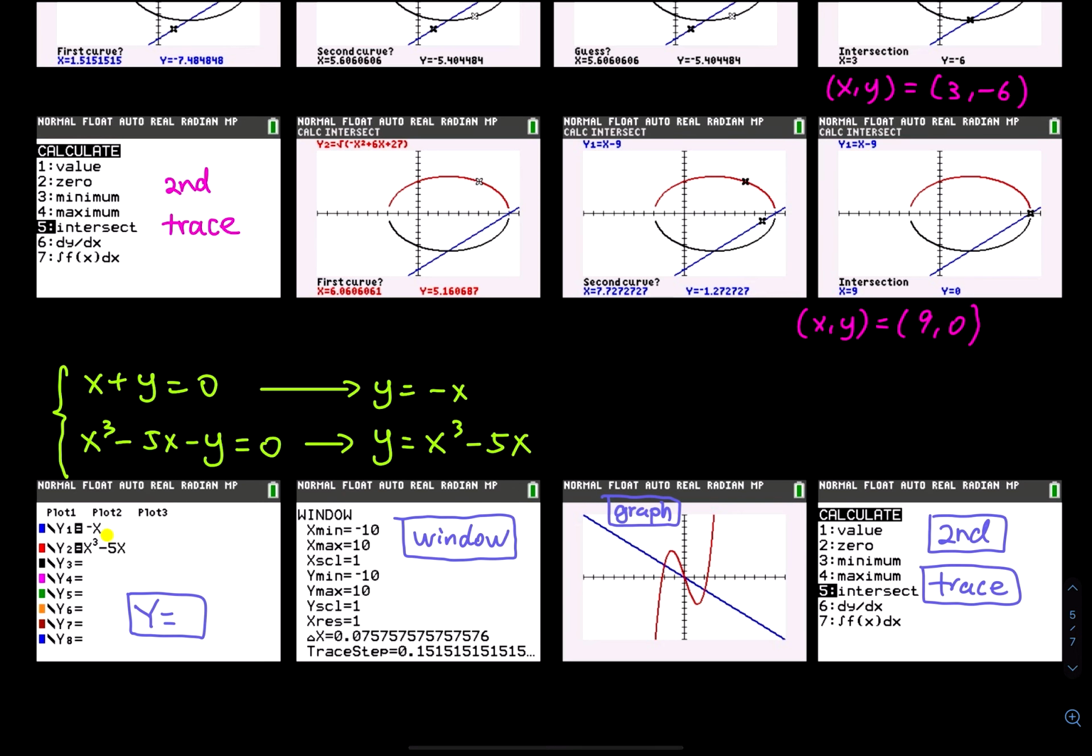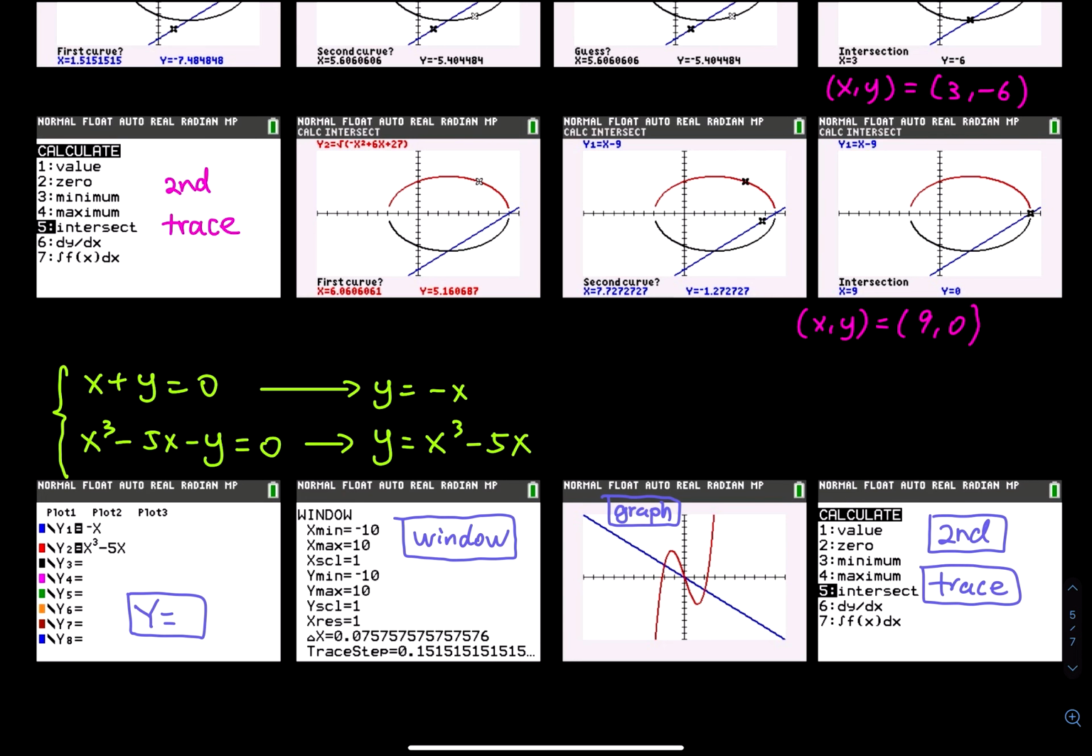Remember, the minus and the negative are not the same. Negative is in parentheses. That is right next to the decimal key, all the way on the bottom line. I think it's the decimal key and the enter key. That is where the negative is. Minus is just a minus. So if you get a syntax error, you might mix up the minus and the negative.